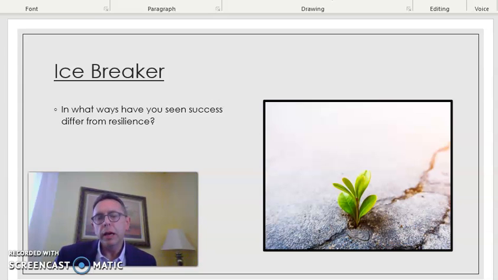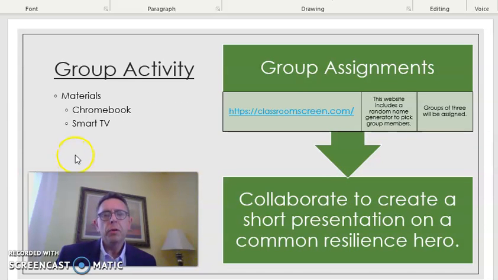So they'd be thinking about those things, and when everyone got in place, I, as the assistant principal in charge of curriculum, would lead the teachers through the icebreaker as sort of a roundtable discussion. Once that was completed, then it would be time to move into the group activity part of the lesson. For this activity, we would need Chromebooks and the smart TV. It's already in place in our professional development room at our school.